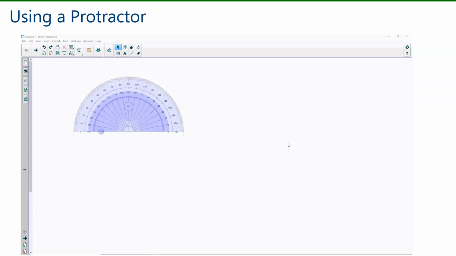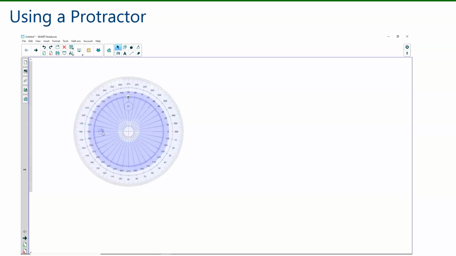Now you'll notice two sets of angle measurements on a protractor, an inner set and an outer set. And some people get confused about which number to look at, so we'll look at that. Now a protractor could also look like this, which is a full circle. Starting at 0 and going all the way around, I want to point out that there are 360 degrees in a circle. So that's important to remember for later.